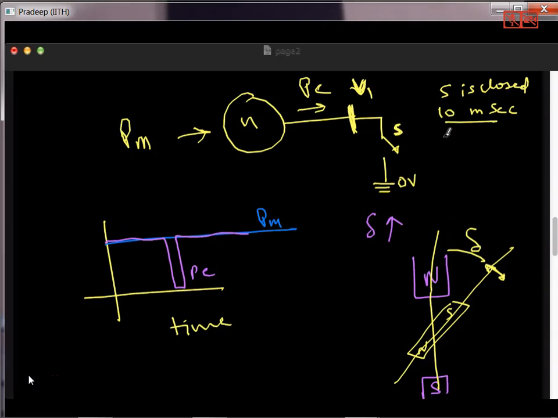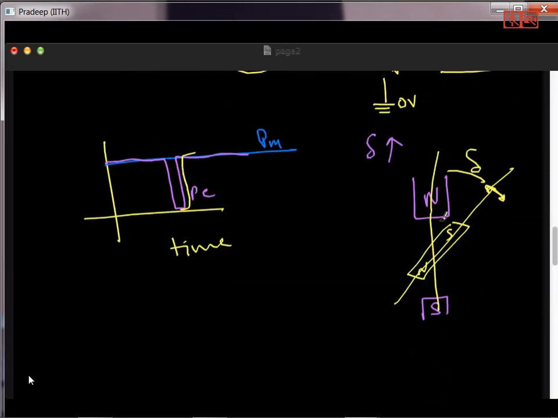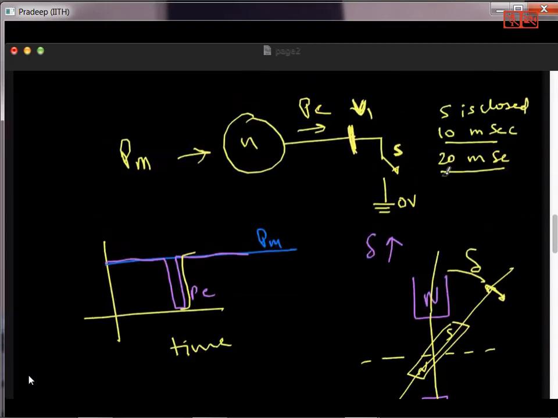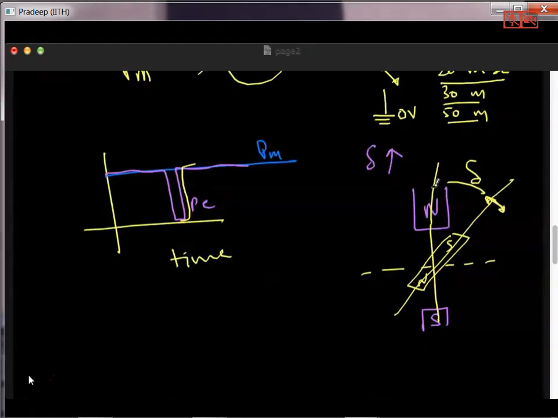What if instead of 10 milliseconds, I close the switch for 20 milliseconds? For a longer duration, more energy is imparted into the kinetic energy, and delta will swing more. Finally, at some point, maybe 30 milliseconds or 50 milliseconds, the angle delta becomes more than 90 degrees and the machine loses synchronism. That is the loss of stability.